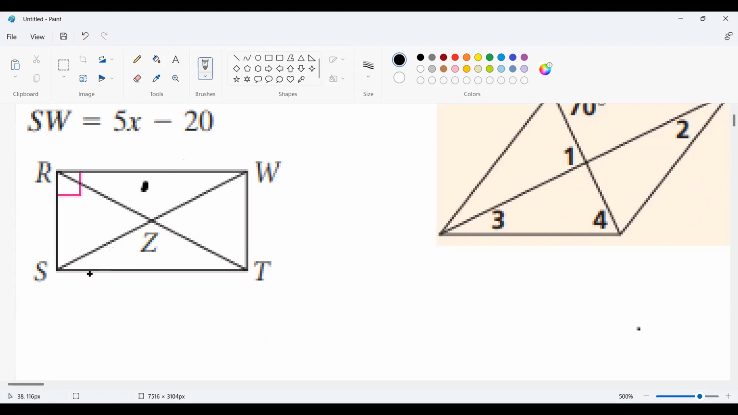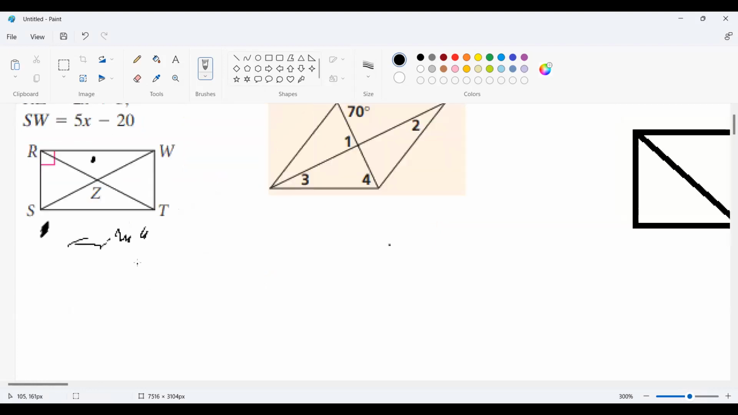So, sorry, let's try to change the pen. Oh yeah, that's too thick. For a moment, too thick. This one is a bit big maybe.